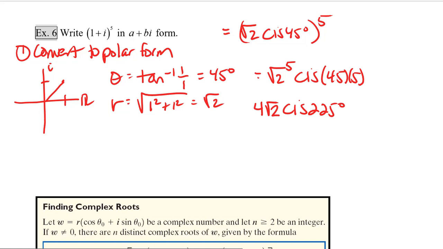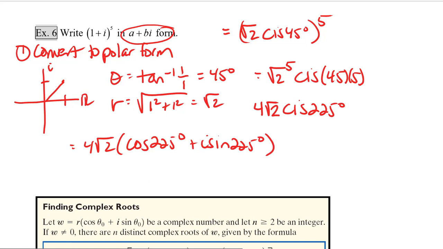Now it'd be nice if we could say we were done, but they said put your answer in a plus bi form. So now I'm going to say this is equal to 4 times the square root of 2 times the cosine of 225 plus i sine 225.